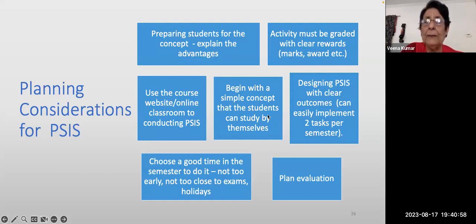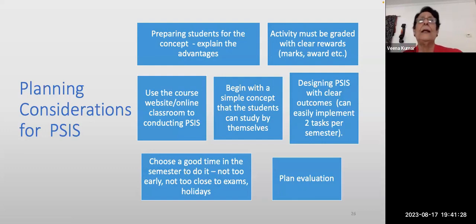Begin with a simple concept that students can study by themselves. So basically, I recommend, and faculty have confirmed that with me, you can do 2 PSI activities during the semester. And that covers your 10% of the course content. So one will be, to begin with, a simple one, so that students get an idea of how to manage that. Designing PSI with clear outcomes, you can easily implement 2 tasks per semester. Okay, choose a good time in the semester to do it.